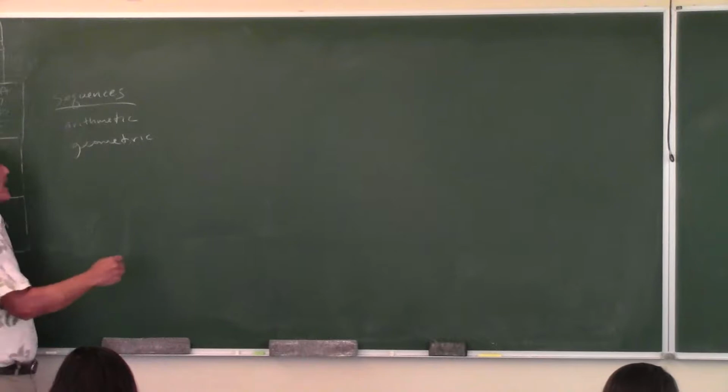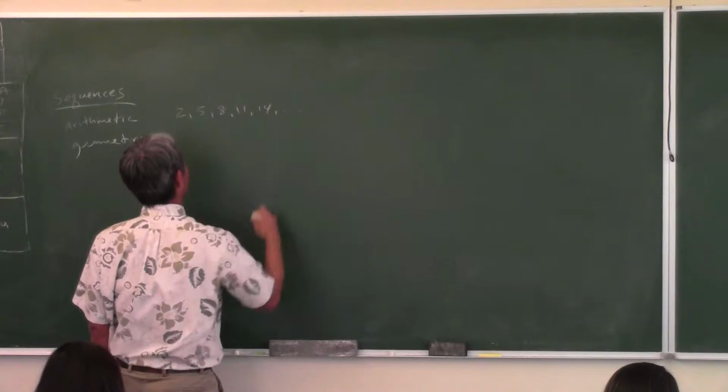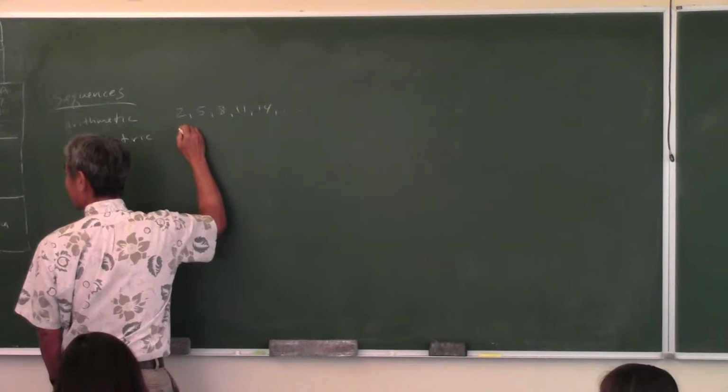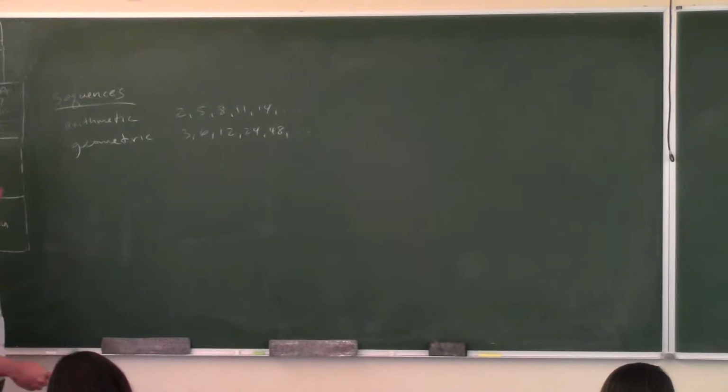An arithmetic sequence is a sequence that has a common difference. You keep adding the same number every time, like 2, 5, 8, 11, 14, dot, dot, dot. That is n minus 1 d. A geometric sequence is a sequence where you keep multiplying by the same number. We call that the common ratio. So like 12, 24, 48, dot, dot, dot. And we have formulas for each of them, right?